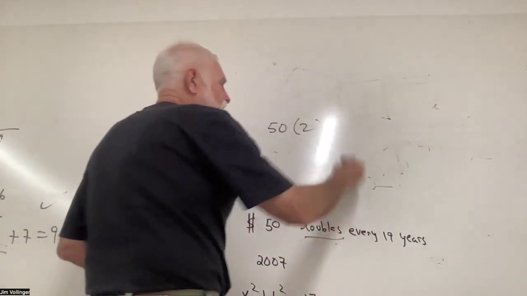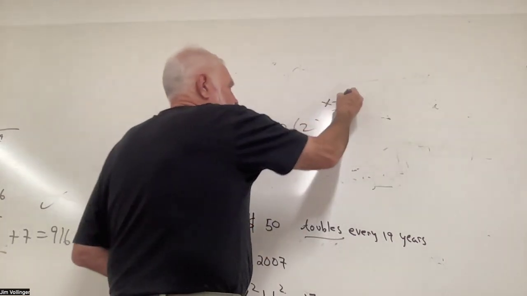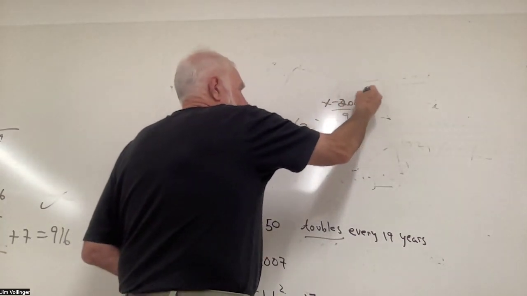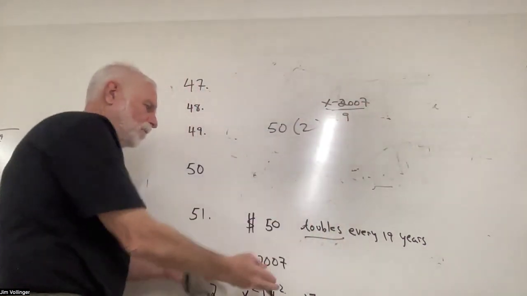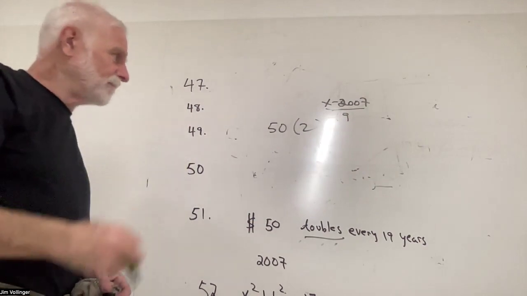Doubles every 19 years, starting in the year 2007. And I've churned those words, which are written on a piece of paper, better than I did here. Running out of marker.